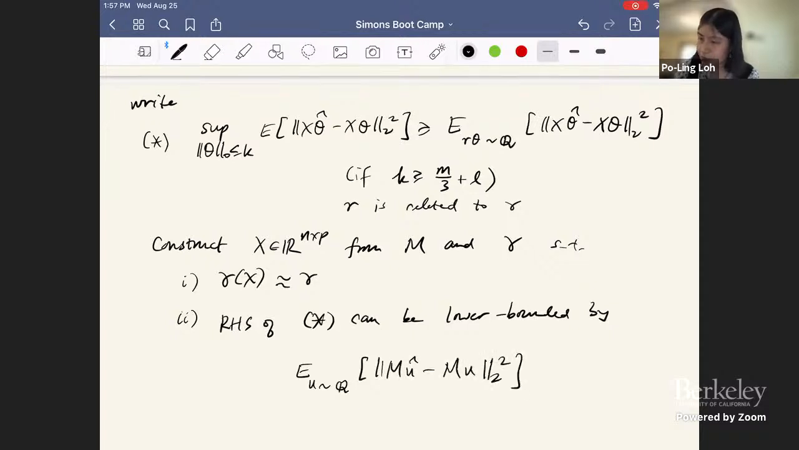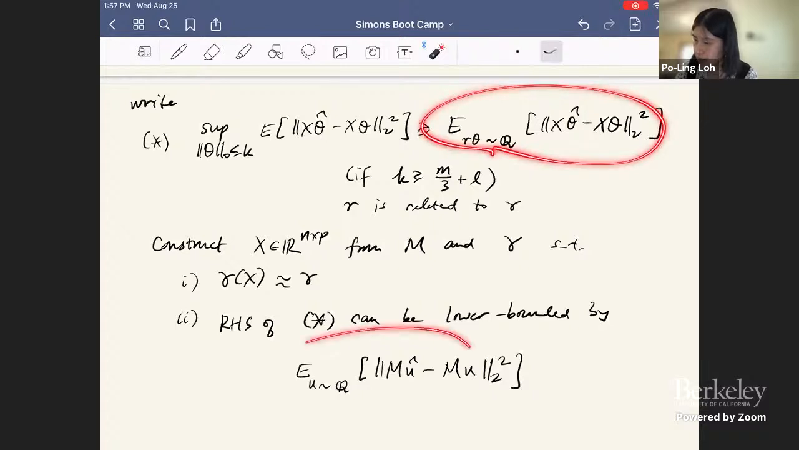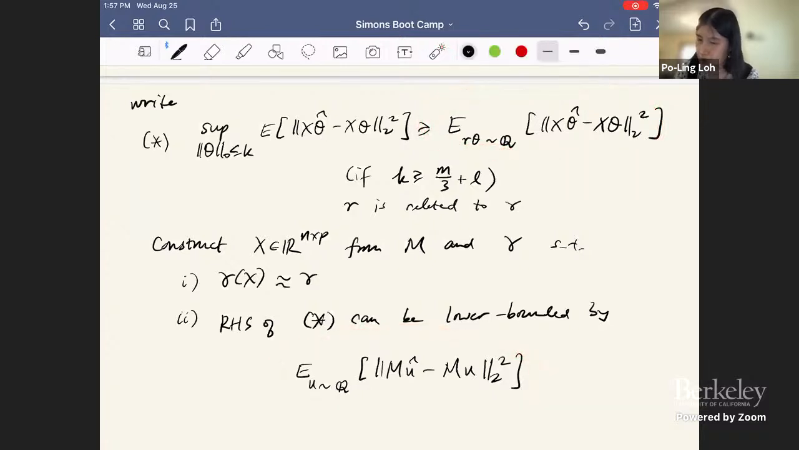Okay, so we have a way of constructing x from m. It's some sort of block matrix construction where there are lots of m's living inside of it, and one can show that with this construction we can lower bound this guy by this guy, and that's approximately true. There are some other things that are hiding here.